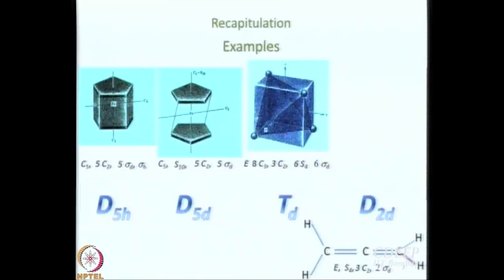So to start with, we have discussed many examples starting with water. Some of the more notable examples are ferrocene in eclipsed form, and we figured that it is D5h. Then ferrocene in staggered form, we decided it is D5d, right? We talked about Td group, tetrahedral group, for quite some time.